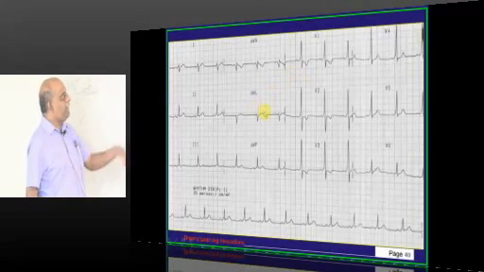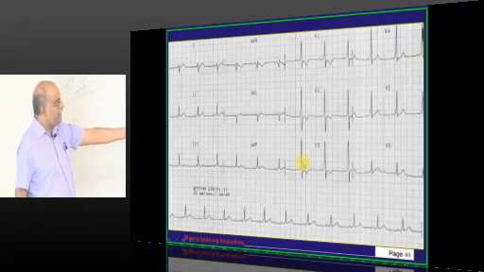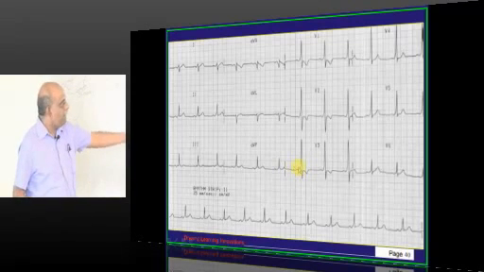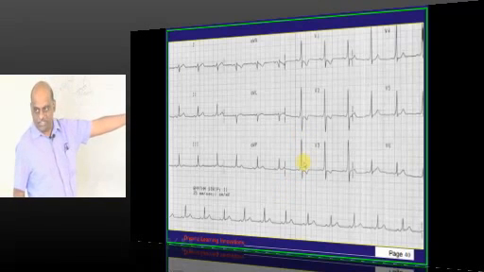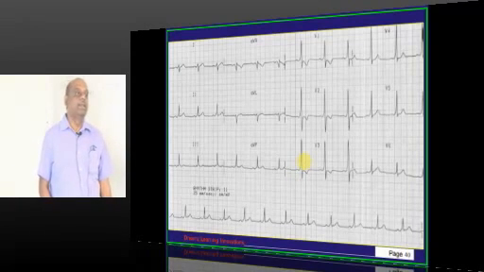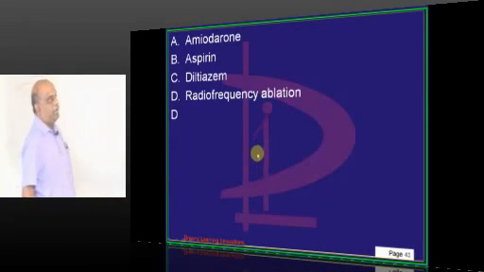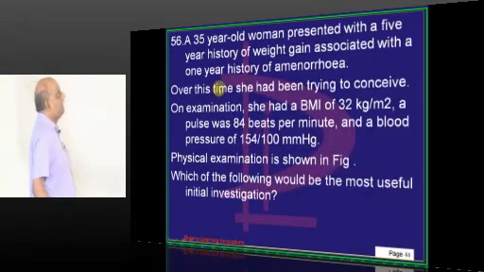A 34-year-old is having palpitations and ECG was done. You see between the P wave and QRS, the distance is very narrowed, the PR interval is shortened, and when the QRS is making its upstroke, there is a slurring. So what is that entity? Typically it is an example of WPW syndrome is what you have to basically remember. And what is the treatment? Radiofrequency ablation is considered to be the treatment of choice.